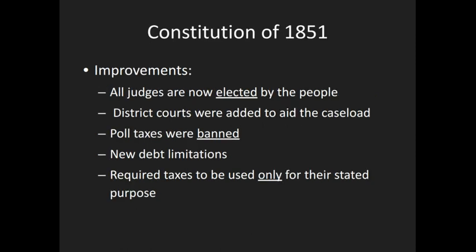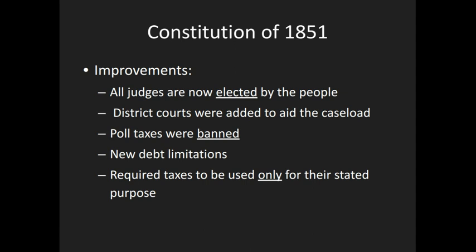So, what improvements did the 1851 Constitution make? Well, one, all judges are now elected by the people, which is something that we still see today. District courts were added to aid the caseload. So instead of waiting for the Supreme Court to roll around to settle an appellate decision, you would go to, like, Cincinnati to have a district court fix the problem.